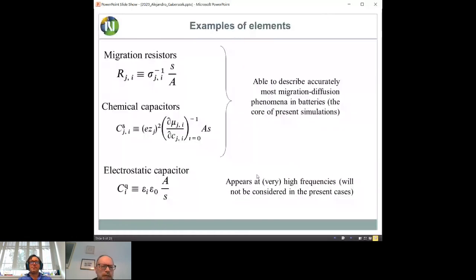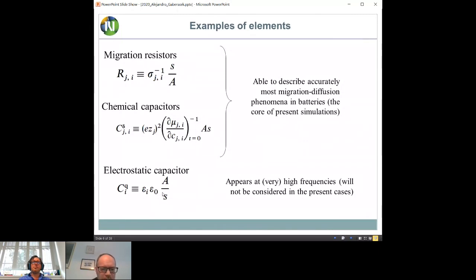and in porous electrode there is a lot of transport. Typically, you have two kinds of elements. One is resistors, migration resistors, so to say, and the other is chemical capacitors. And the coupling between them will also tell you something about diffusion.